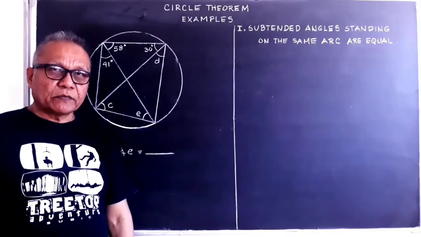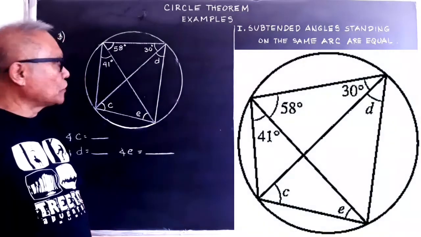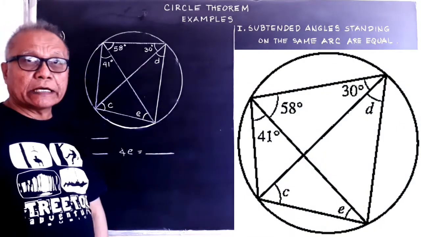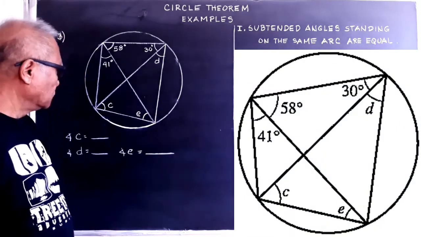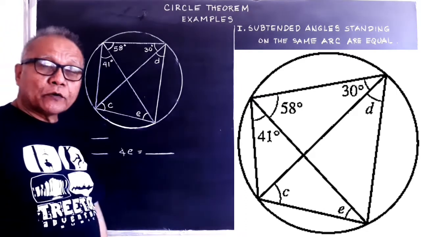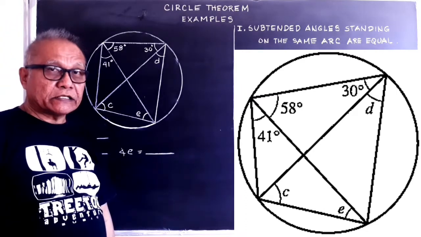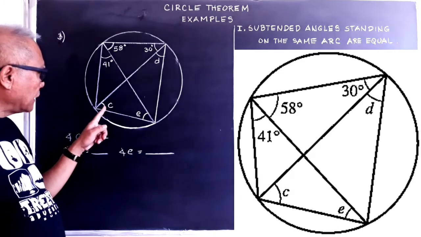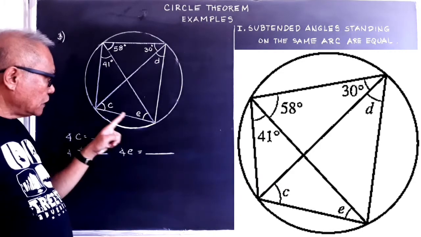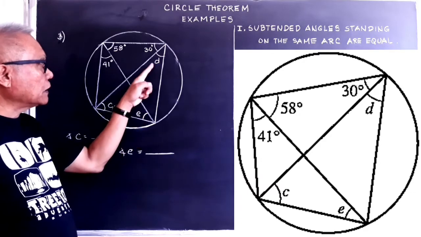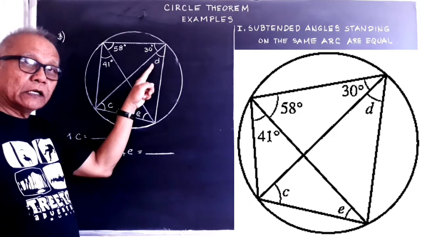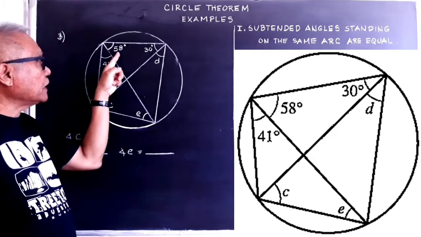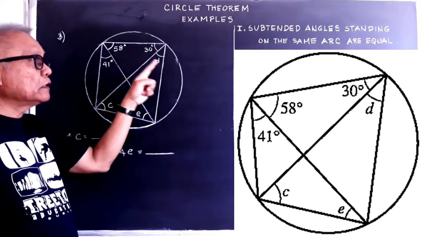Okay, let's have number 3. Now you see it's more confusing because we have so many lines. So we will use our method, which is tracing with our fingers. We have angle C here, angle E, and angle D. We have three unknown angles. We have 41 degrees here, 58 here, and 30 degrees here.